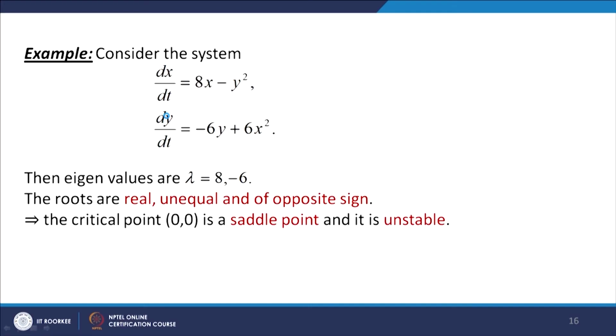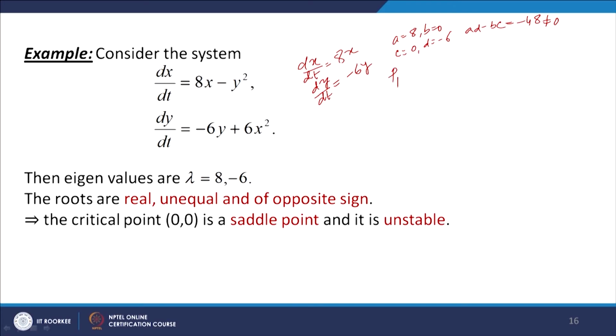Now, let us consider this system: dx by dt equal to 8x minus y square, dy by dt equal to minus 6y plus 6x square. So, here the corresponding linear system will be dx by dt equal to 8x, dy by dt equal to minus 6y. So, a equal to 8, b equal to 0, c equal to 0, d equal to minus 6. So, ad minus bc is minus 48, which is not 0, and therefore, the first condition ad minus bc not equal to 0 is met.